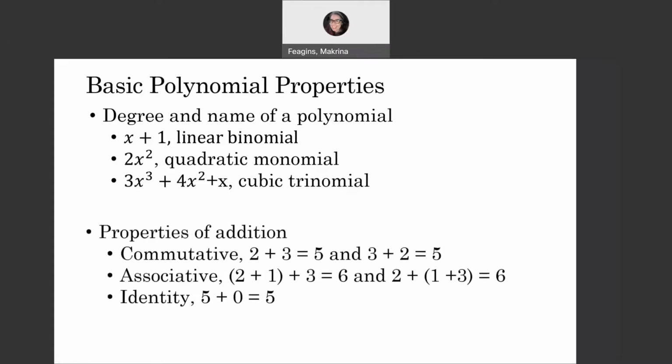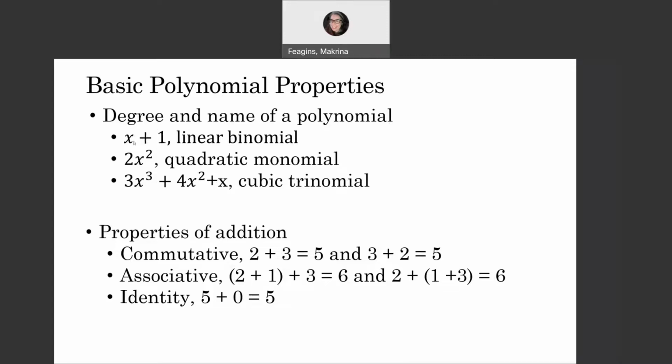Now let's switch gears and begin to move to the more advanced topics. And all of this is coming from Algebra 1, a little bit of Algebra 2. But the basic polynomial properties, polynomials have a degree, and that will give it the name of that polynomial. Remember, the word poly means many, nomial means term. And in math, every time you have a plus or a minus, that's a different term.